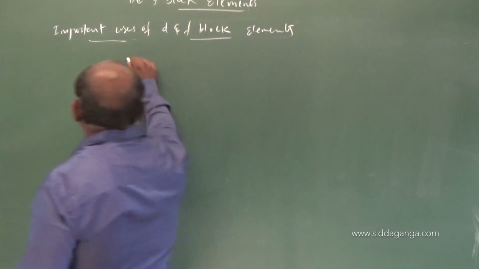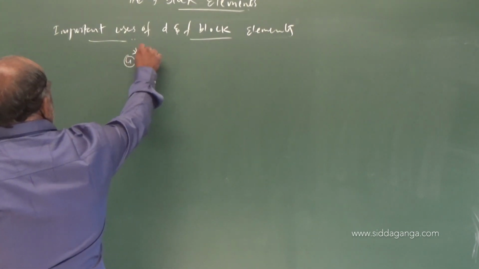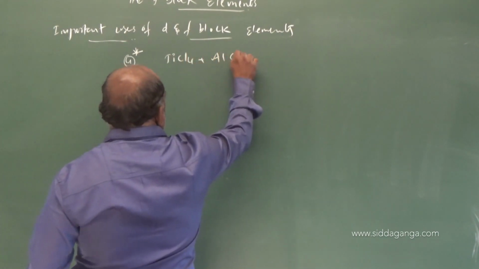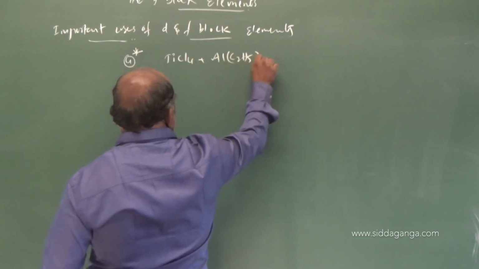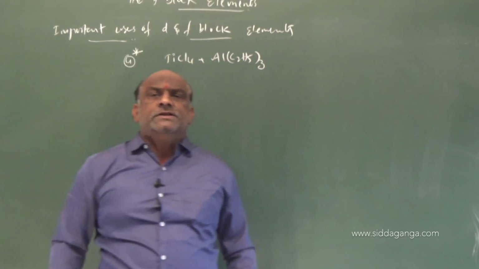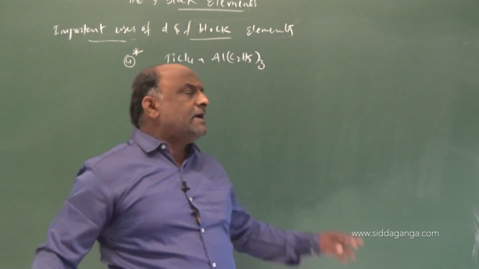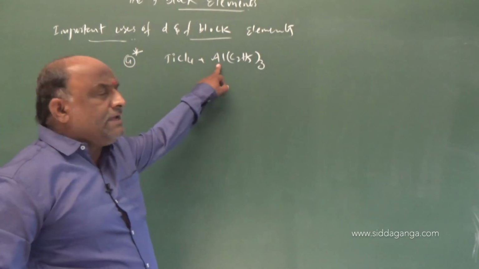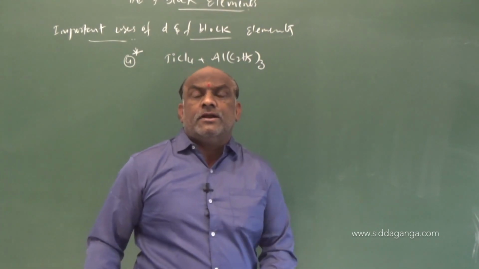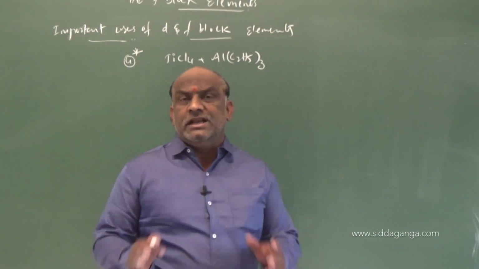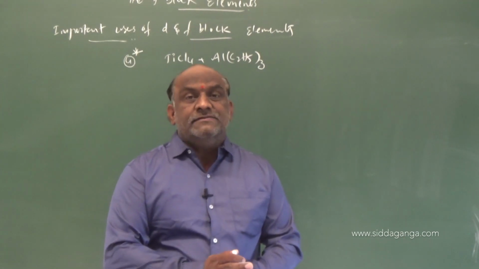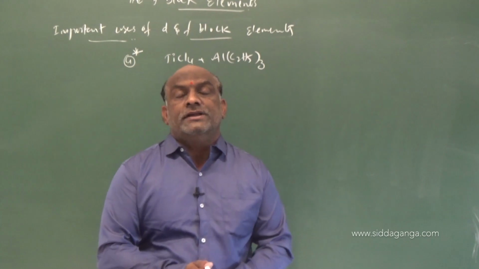Number 4 is very important. Make 1 star for this. TiCl4 plus Al(C2H5) taken thrice. This is called titanium tetrachloride, triethyl aluminum. This is called a Ziegler-Natta catalyst, which is used for the preparation of polythene.